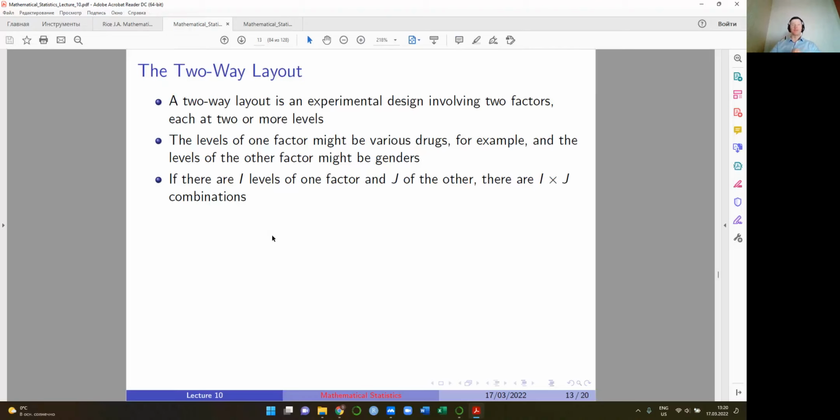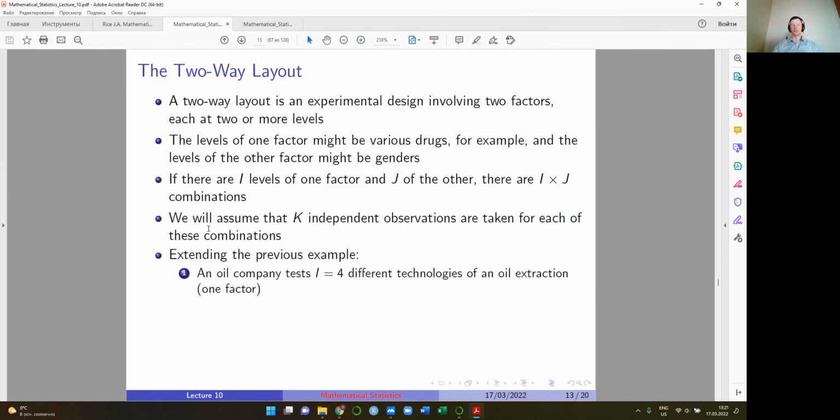Don't be confused. So we assume that there are capital I levels of one factor. So regarding our example, we have 4 different technologies applied on 4 different oil wells. J of the other factor. So we have some other factor that has J different levels. And therefore, there are I times J combinations.